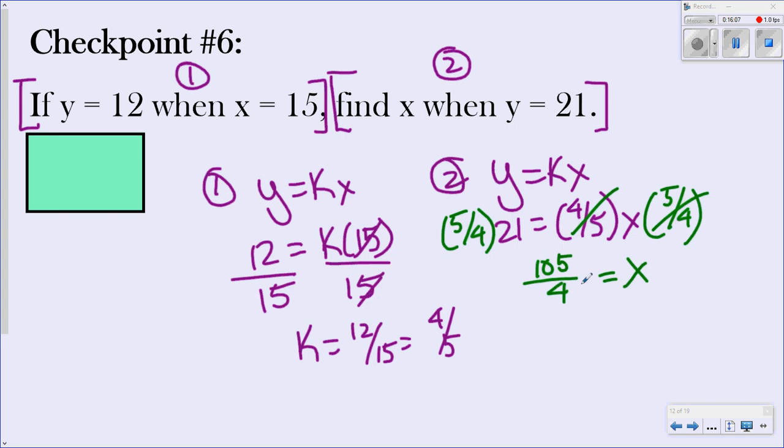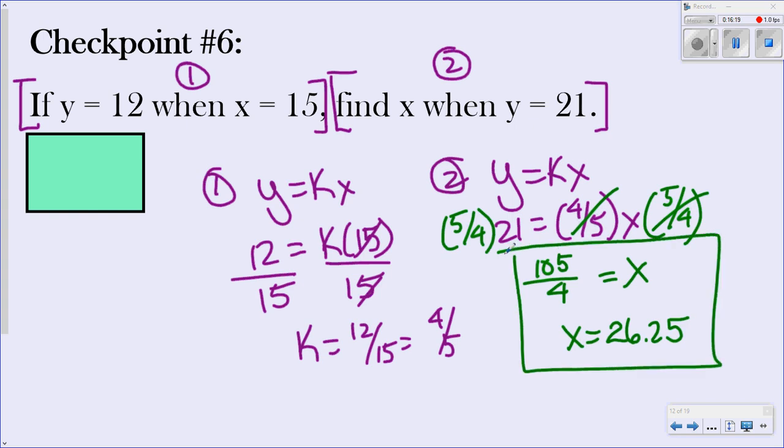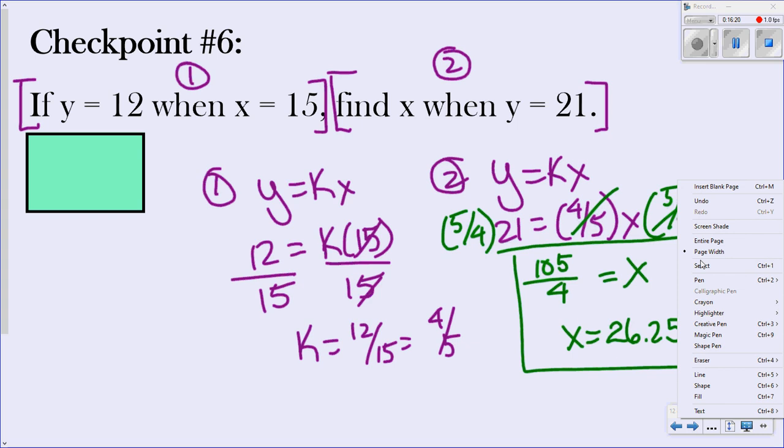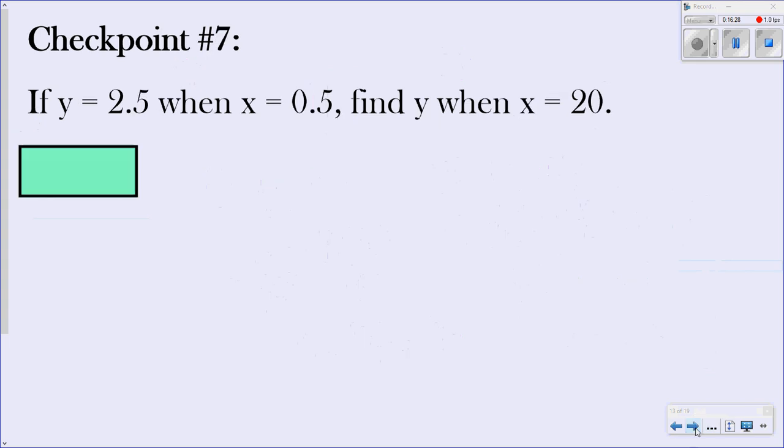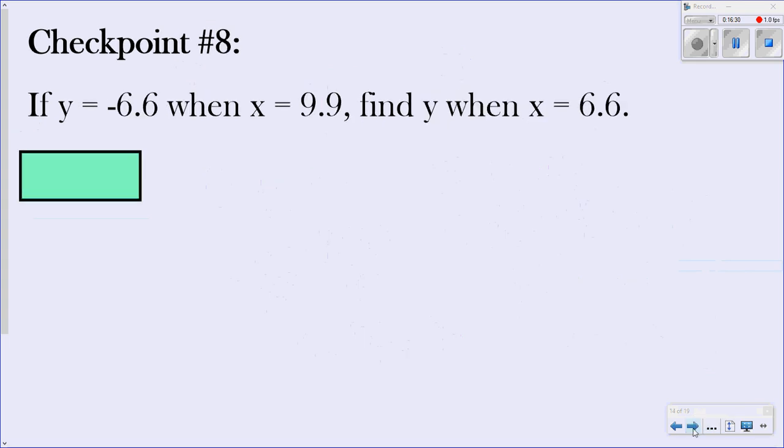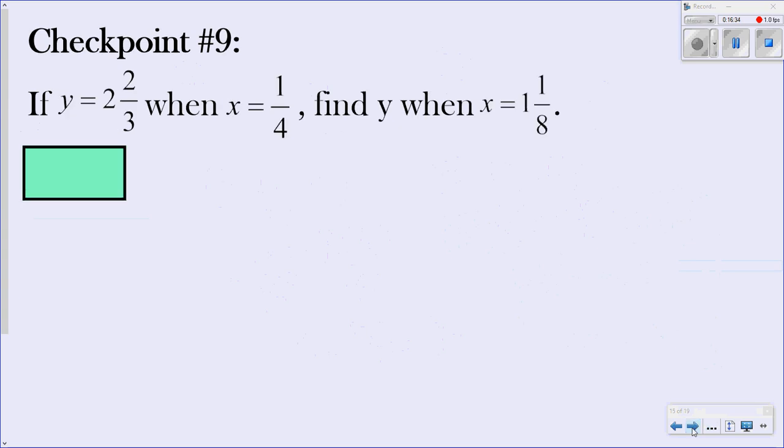Or you can turn it into a mixed fraction, or you can, let's see if it can do a decimal. It gives you a nice number. Yeah, you can turn it into a decimal. This one gives you 26.25. Okay, so this is more of the same. If you get this, then the same thing, especially with fractions.